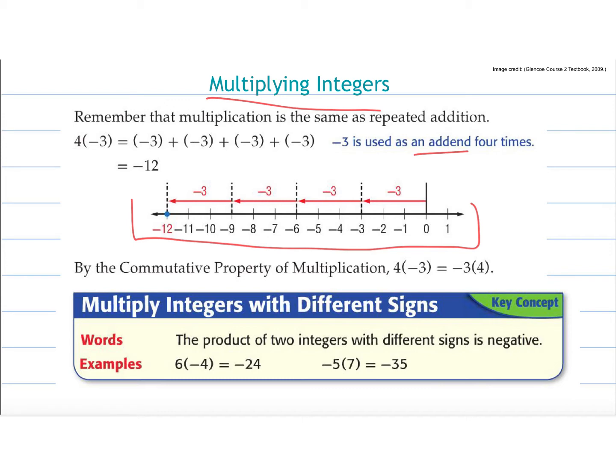So here is what we need to make sure is written down in our notes. Multiplying integers with different signs. That means where one of the numbers is positive and one of them is negative. A positive times a negative will always be a negative. So the product of two integers with different signs is negative. A positive times a negative equals a negative, and a negative times a positive will always equal a negative. And there's a couple examples there for us.